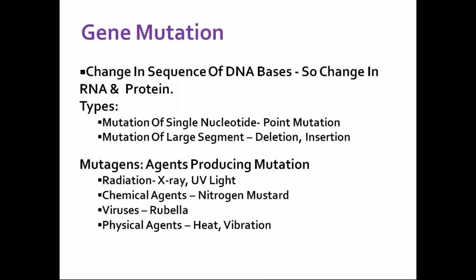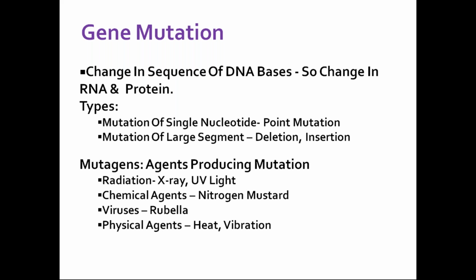Gene mutation. What is gene mutation? A change in the sequence of DNA bases, so there is a change in the RNA or protein. Types of gene mutations: a single nucleotide change is called point mutation, and mutation of a large segment is called deletion or insertion. Mutation in a single nucleotide is called point mutation. One point or locus may have a mutation, called a point mutation.